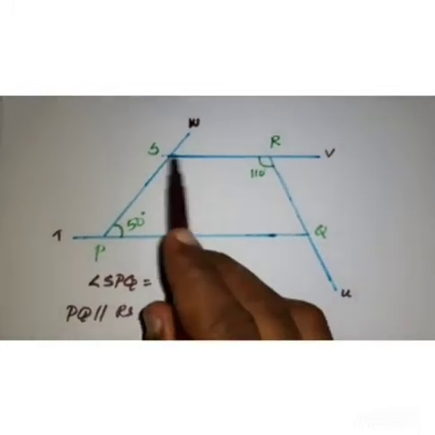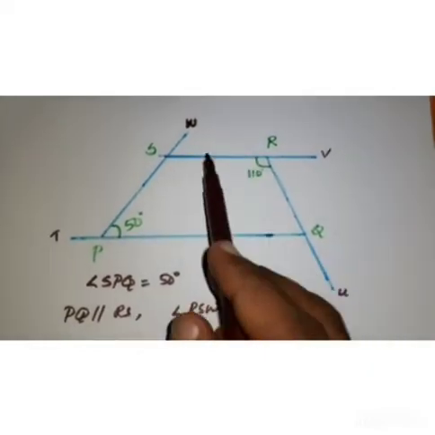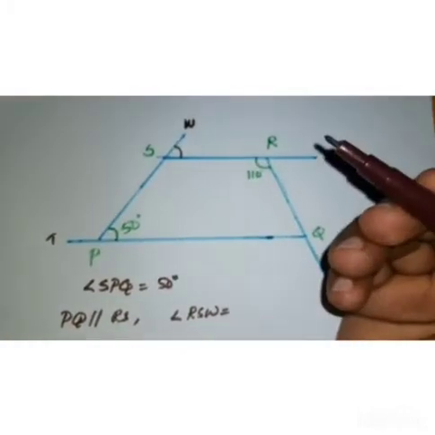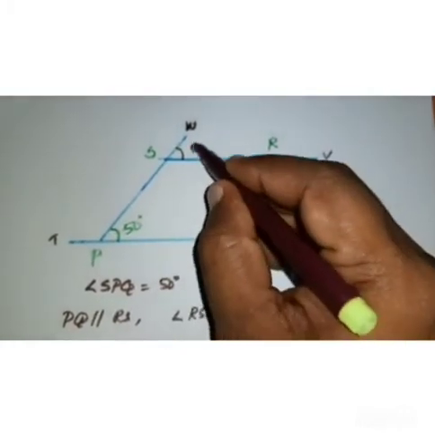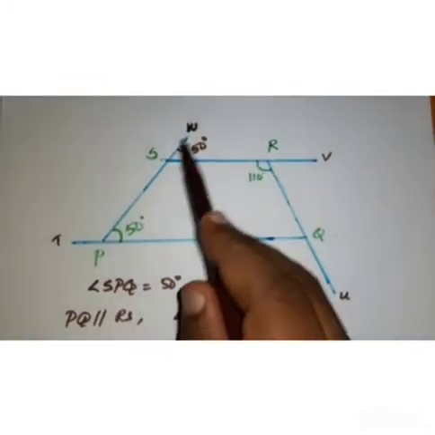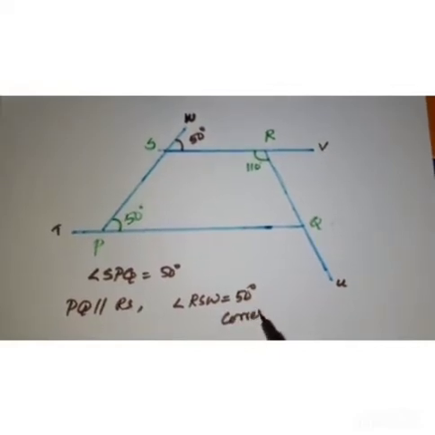See this one. These two lines are parallel. PQ is parallel to RS. What about these two angles? These are corresponding angles. So if this is 50, what about here? Here also 50. So RSW is how much? 50 degrees because they are corresponding angles.